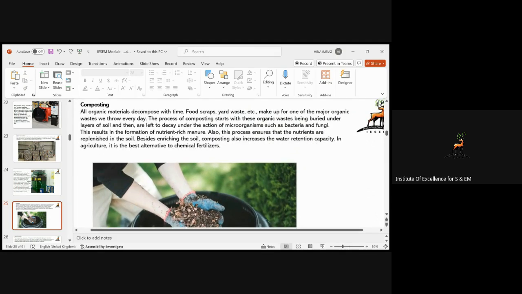In composting, all the organic matter decomposes with time. For instance, food scraps and yard waste make up one of the major organic wastes which we throw every day. The process of composting starts with this organic waste being buried under a layer of soil, and then the leftover waste decays under the action of microorganisms, such as bacteria and fungi, and this results in the formation of nutrient-rich manure.